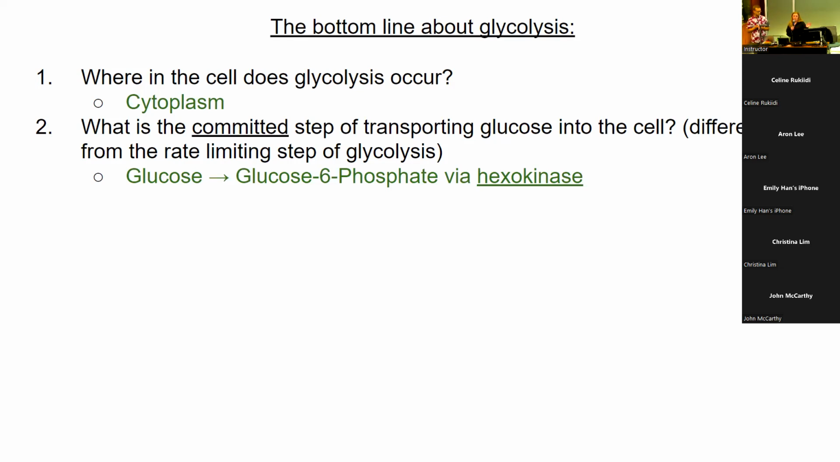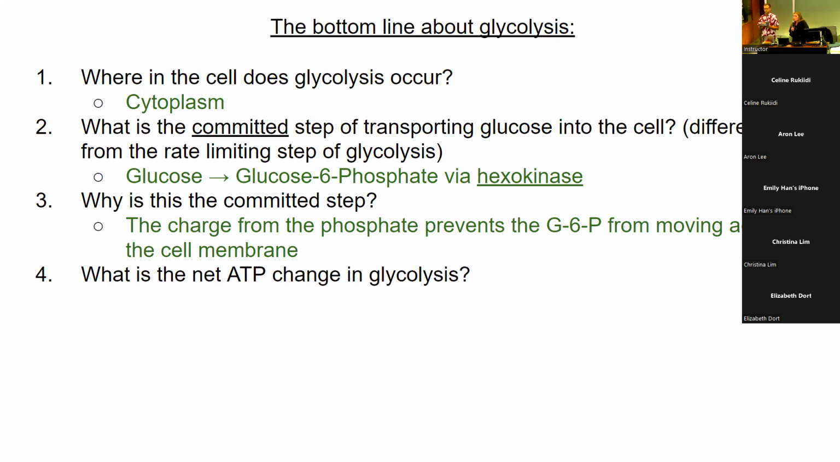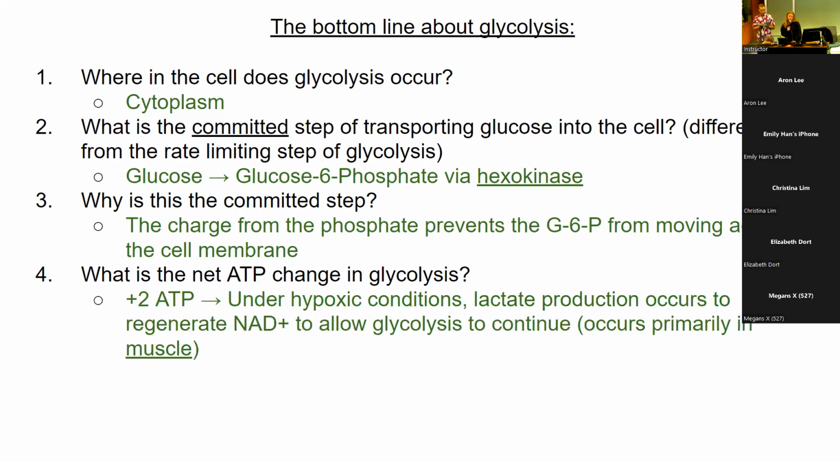So apart from the committed step, what is the rate limiting step of glycolysis? Do we know that one? PFK1, the best enzyme. That's not even a question. But yes, I just told you the answer to that one. I'm really sorry. Okay, what's the net ATP? Does anybody know that? 2. So you start with 2, you use 2, you gain 4, net 2. Pretty cool. Do you want to add to that? I don't think so. Just plus 2 ATP.